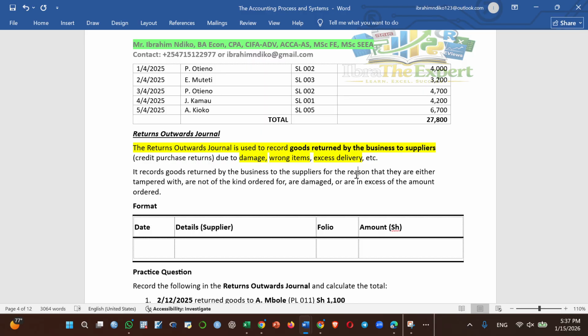So it records goods returned by the business to the supplier for reasons that they are either tampered with, or not what was ordered for. Maybe they have brought something that you did not order, or they have delivered goods which are damaged, or they have brought excess goods, so you can return them.